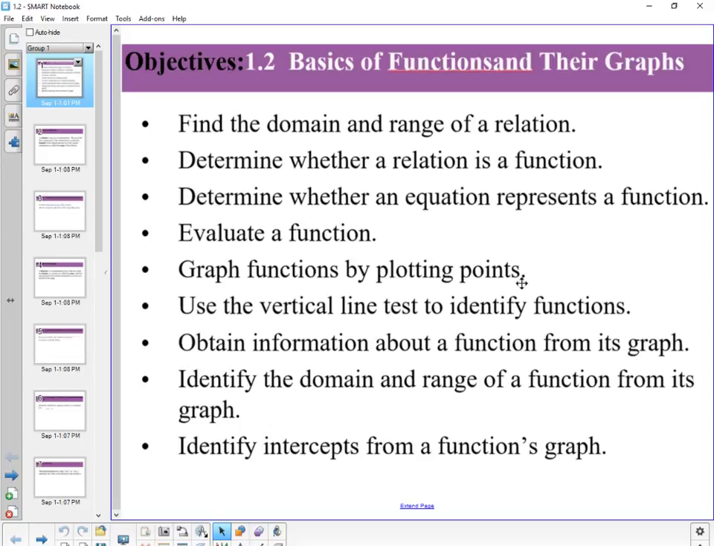Today, our focus is on the basics of functions. Functions and their graphs. There are quite a few things that we're going to talk about, so hopefully we get through them all. Domain, range.